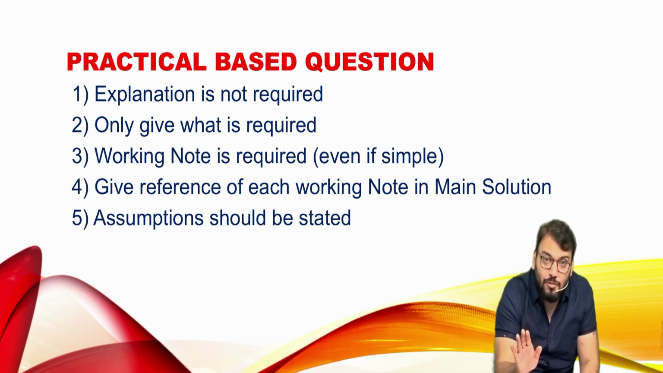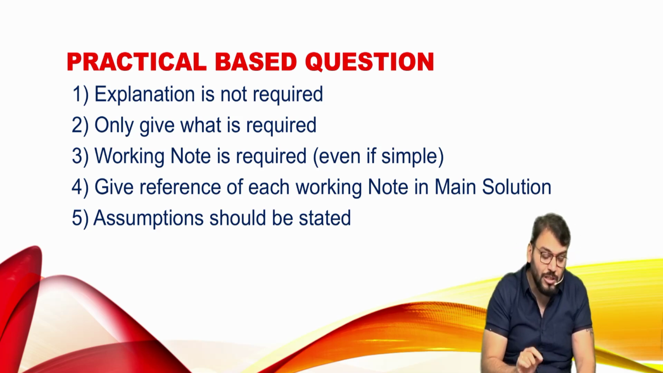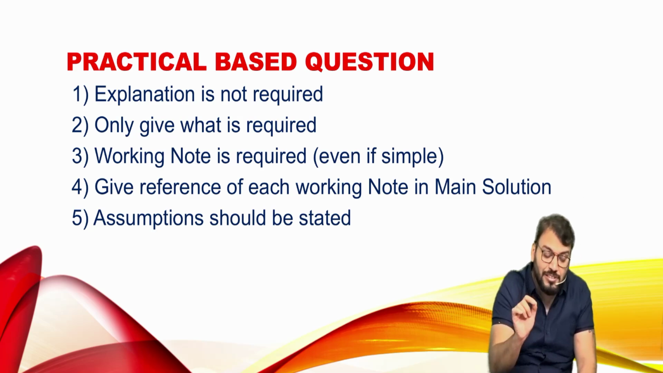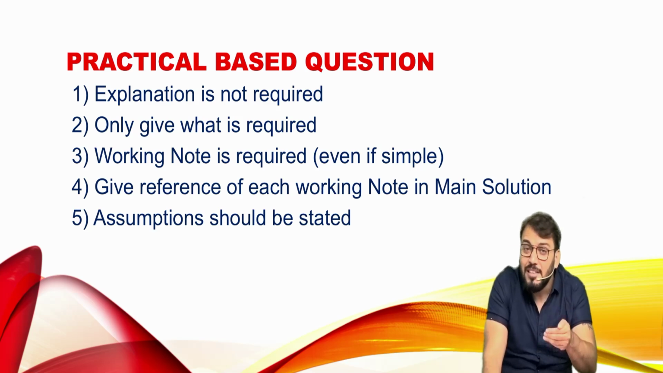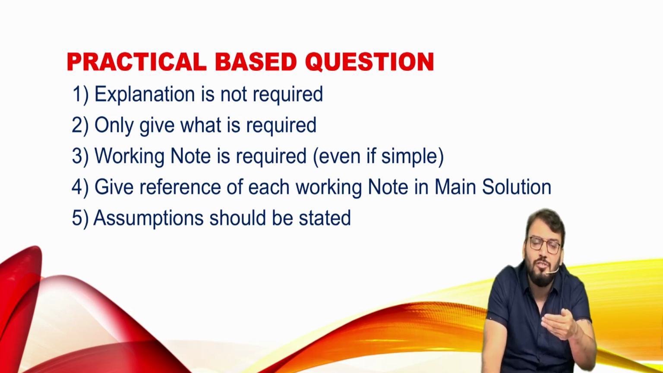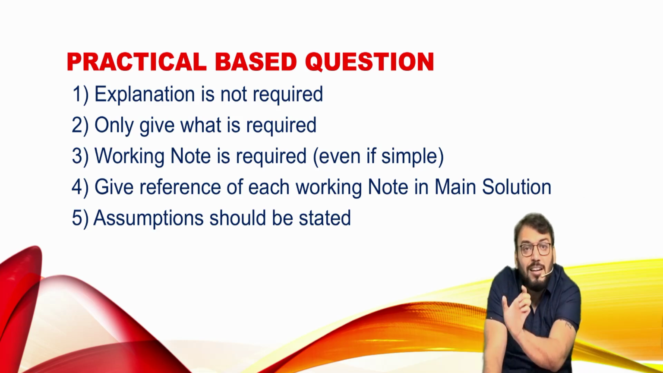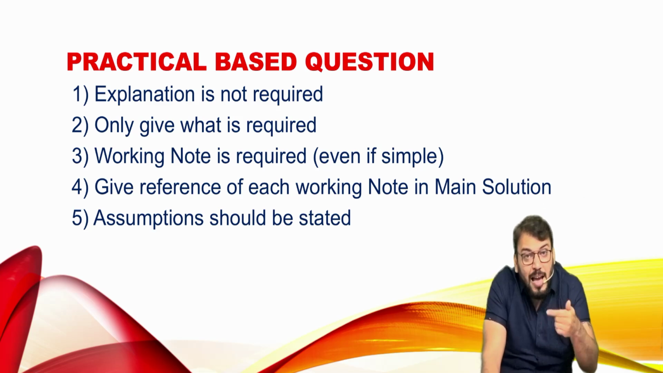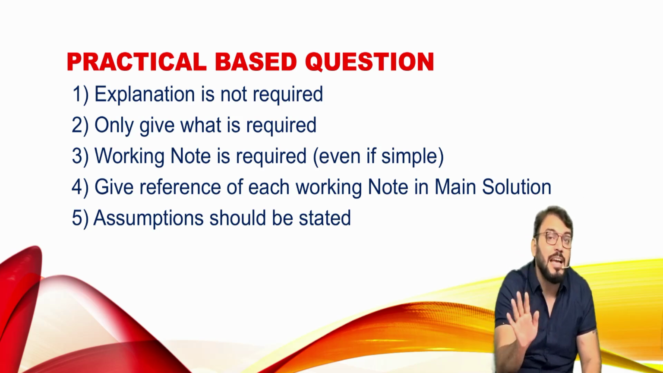So explanation is not required. Only do whatever is required in the question. Working note is required even though it's simple. For working note, one more thing I will say: give reference of working note in the main solution. For example, in the consolidated balance sheet, you have prepared one working note for goodwill. So in front of goodwill, write down the working note number. If you have time, you can also give the reference for the working note. This is the presentation for three types of questions.